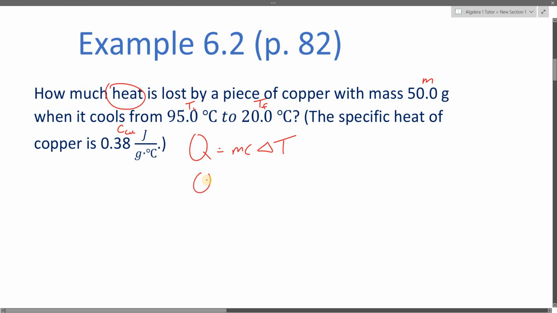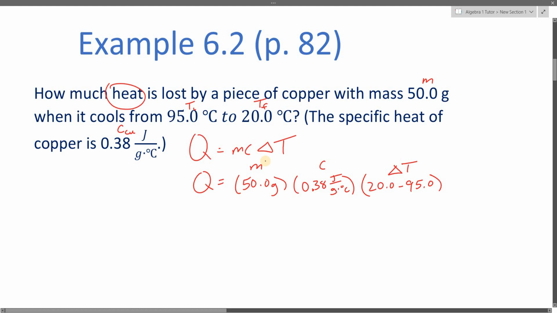And so here we're going to plug into our formula. Q is equal to M, and that's simply going to be 50.0 grams. Then we're going to take our value for C, that is 0.38 for copper, in joules per gram degrees Celsius. And then from there we're going to take the final, 20.0, minus the initial, 95.0. And so this right here will give us our delta T value. So this is C, this is M, and that's delta T.